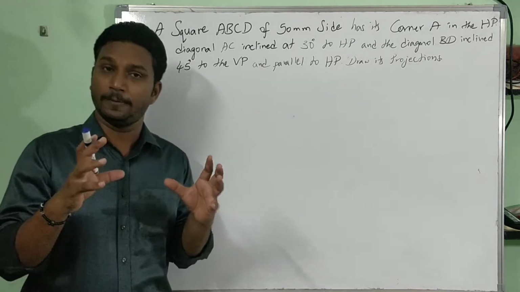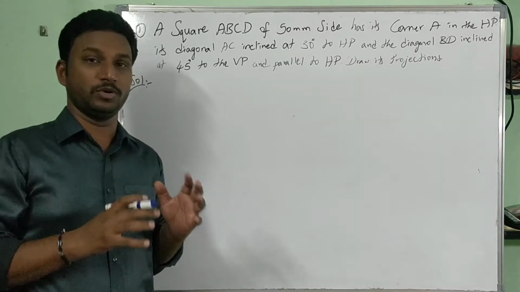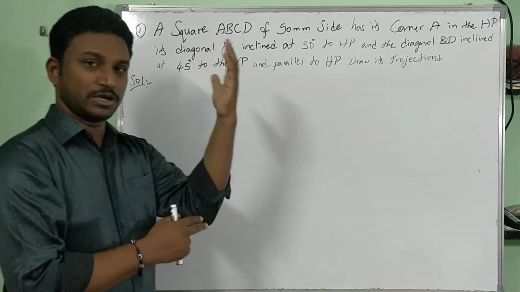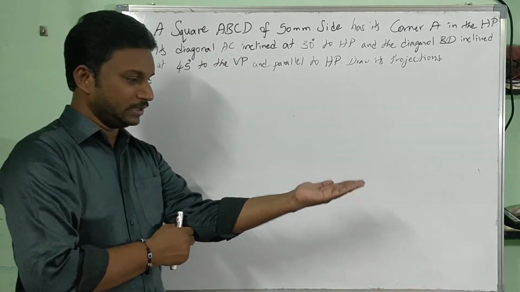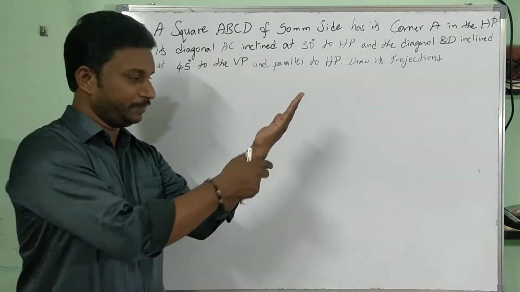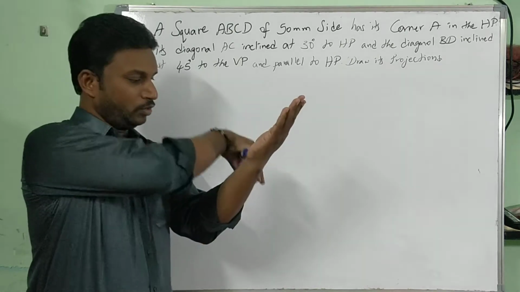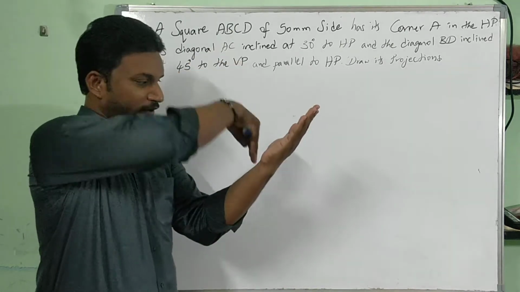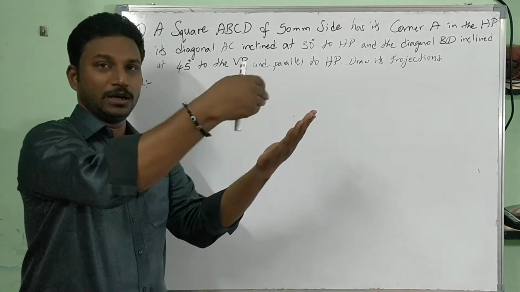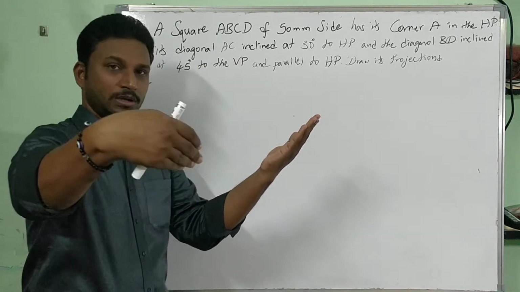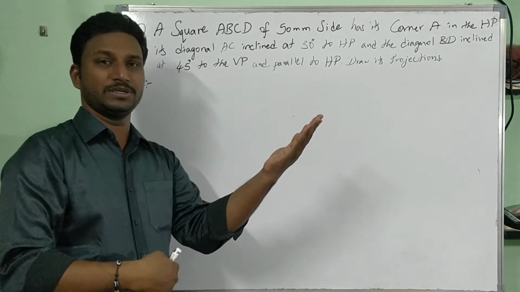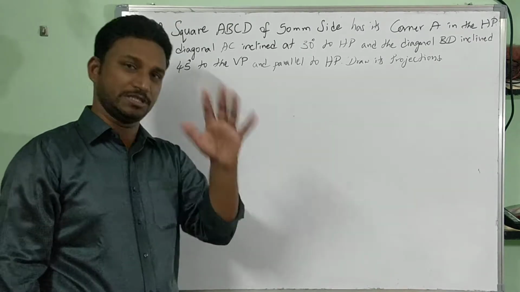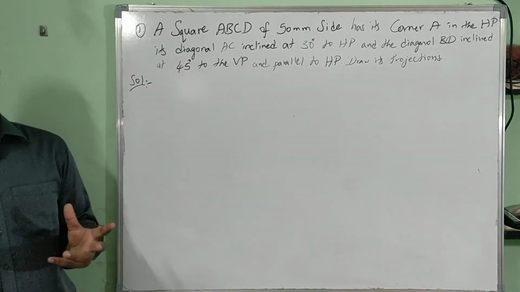It's like our projections of lines inclined to both the planes. Remember, for a projection of a line parallel to both the planes, inclined to HP theta, inclined to VP phi, theta is seen in the front view, phi in the top view. In the projections, the front view will be a diminished length, and the top view also will be a diminished length. Same methodology here.